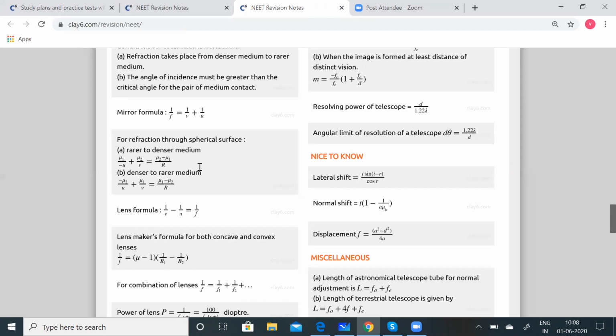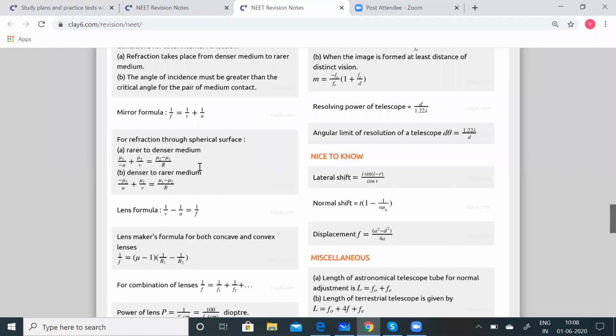Now, applying the sign conventions, you can put the symbol according to it, because according to the sign conventions, whatever is going to be on the left side will take the negative symbol, and whatever is going to be placed on the right side of the lens is going to have the positive symbol.